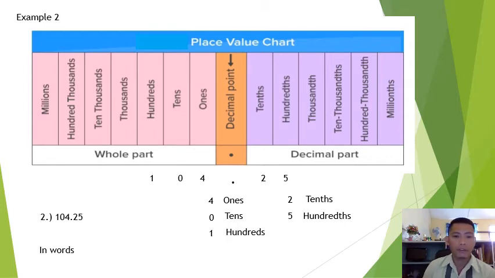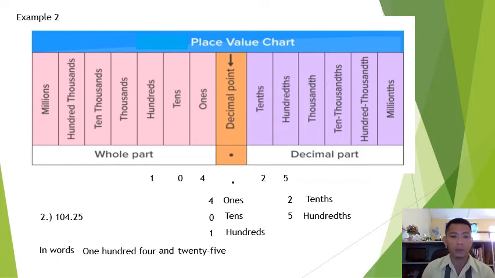So don't forget to read 104.25. Again, we will read it as 104. Don't forget to read the point as "and", 25. So if you write numbers like 25, don't forget to put a hyphen between 20 and 5. Okay? Hyphen or dash.